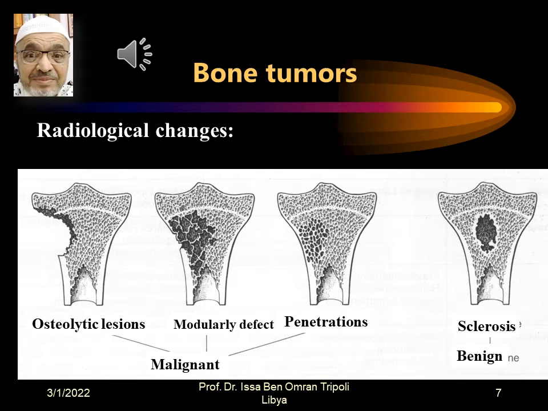In the X-ray finding, we find radiological changes typical for malignant or benign tumors. For malignant tumors, on the left side, three figures, either osteolytic lesions or medullary defect or penetrations. In case of benign tumor, we find sclerosis. We don't find a damage of the bone like in the malignant tumors, but we find sclerosis, typical sclerosis of the bone.